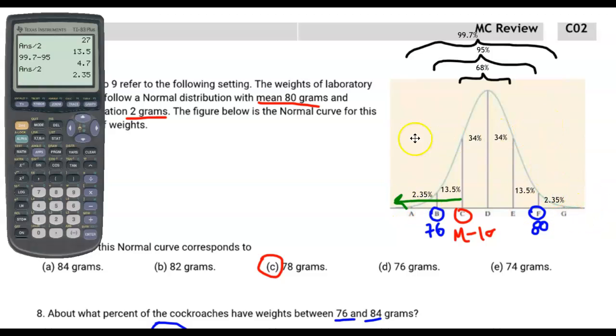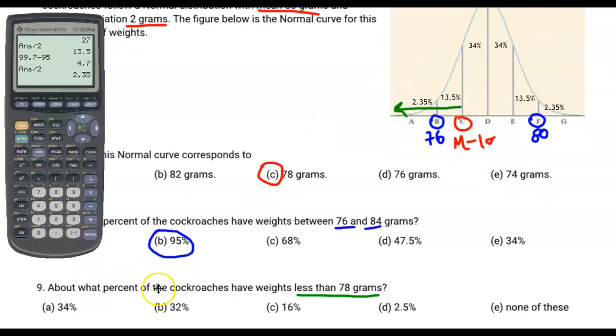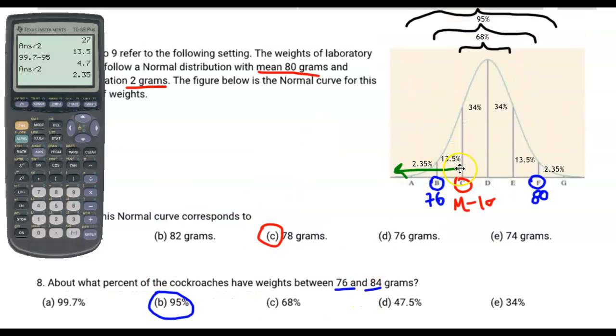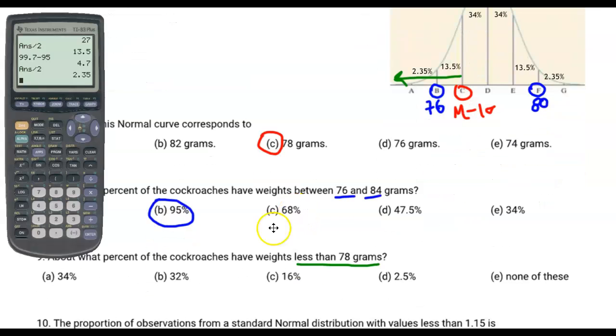So what I want to do now is interpret what we're trying to find. The question is about what percent of the cockroaches have weights less than 78 grams. So 78 grams is here at this red mark. We know that 80 is here, which means 78 is here. I could try to add up the percentages below here, or I could say, well, I know that 50% of the data lies to the left of D and 50% to the right of D. That means if 50% is below D, then I can take away 34%, which is not in that shaded region, and figure out what is in that shaded region, which is 50 minus 34. That should just be 16%. So, correct answer, 16%.